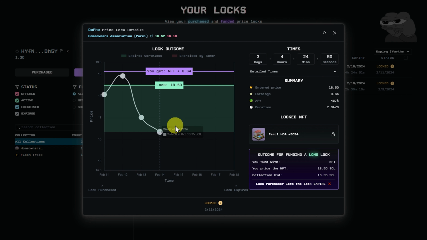Now just remember, if the price goes up, either the taker can exercise the lock, or just before it's about to expire, Tensor may try and exercise the lock for you, but there are no guarantees that this will happen.